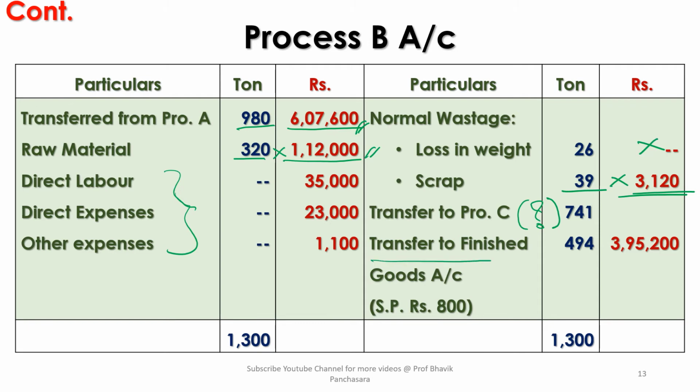Then transfer to finished goods. For that purpose we will use selling price, and the selling price here is 800 per ton. So 494 ton into 800 you will receive 3,95,200.